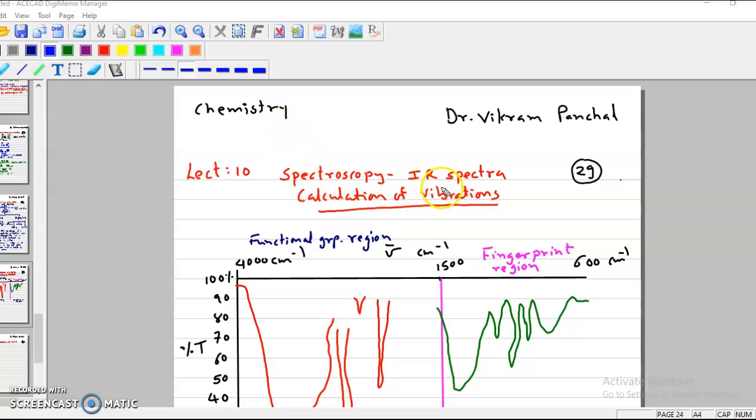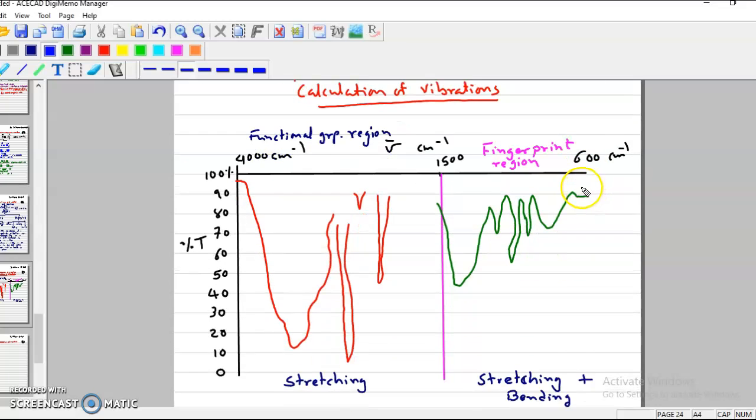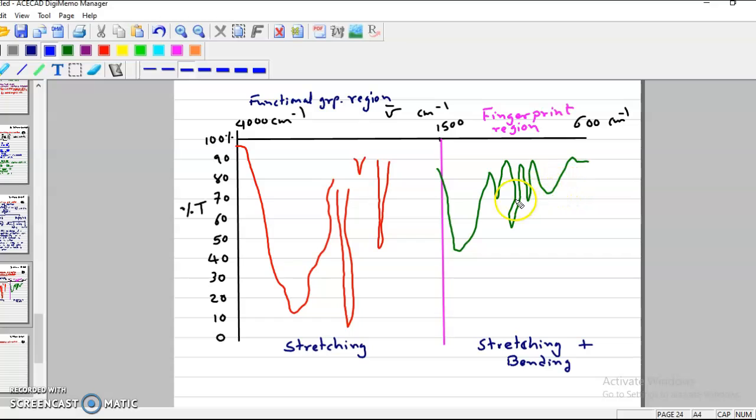This is IR spectra and lecture number 10. In this case, I will explain the IR spectra and number of vibrations, how to calculate number of vibrations in IR spectra. Let us see this one. This is infrared spectra, and normally infrared spectra is wave number versus percentage transmittance.